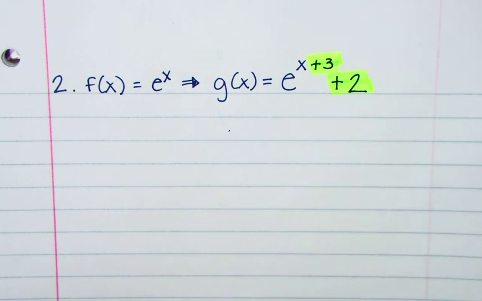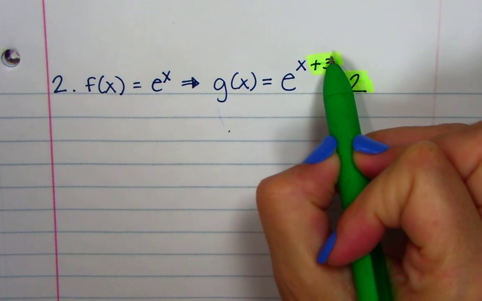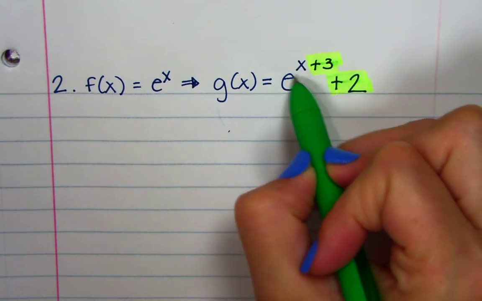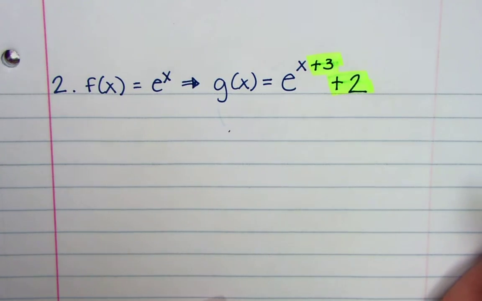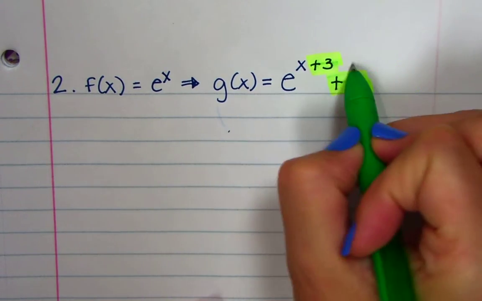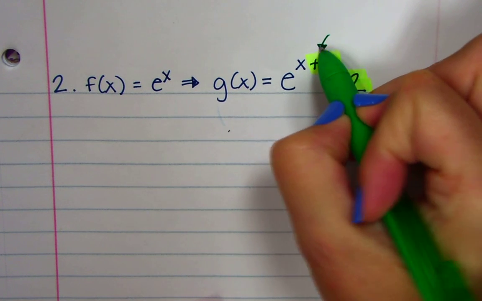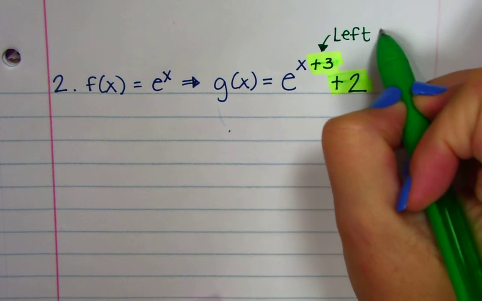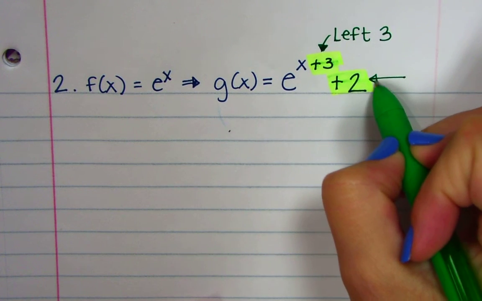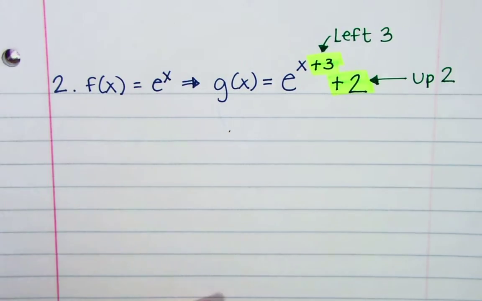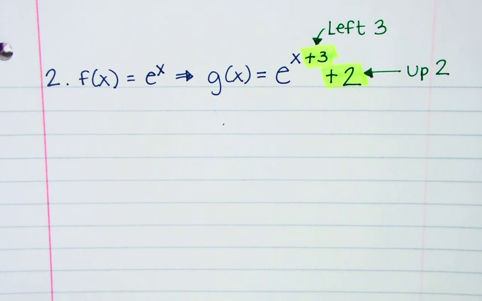So now let's identify them. If you have a plus 3 in the exponent, what is that doing? That's like being in parentheses on the ones we've done before. It's left 3. In the exponent is left and right. Plus is left, we've talked about. Left 3. And what about this plus 2? Up 2. Left 3 and up 2. That's what those two transformations are. We're not going to draw the graph in class on this one, but I want to show you how we can check it using the calculator.